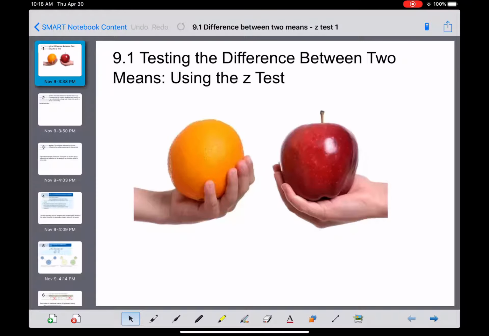All right, stat students, we are moving on into chapter 9. So chapter 9 is more of hypothesis testing. And instead of just one group of data, we're going to be looking at two different groups. So today we're looking at testing the difference between two means using the z-test. So we're testing the difference between apples and oranges.